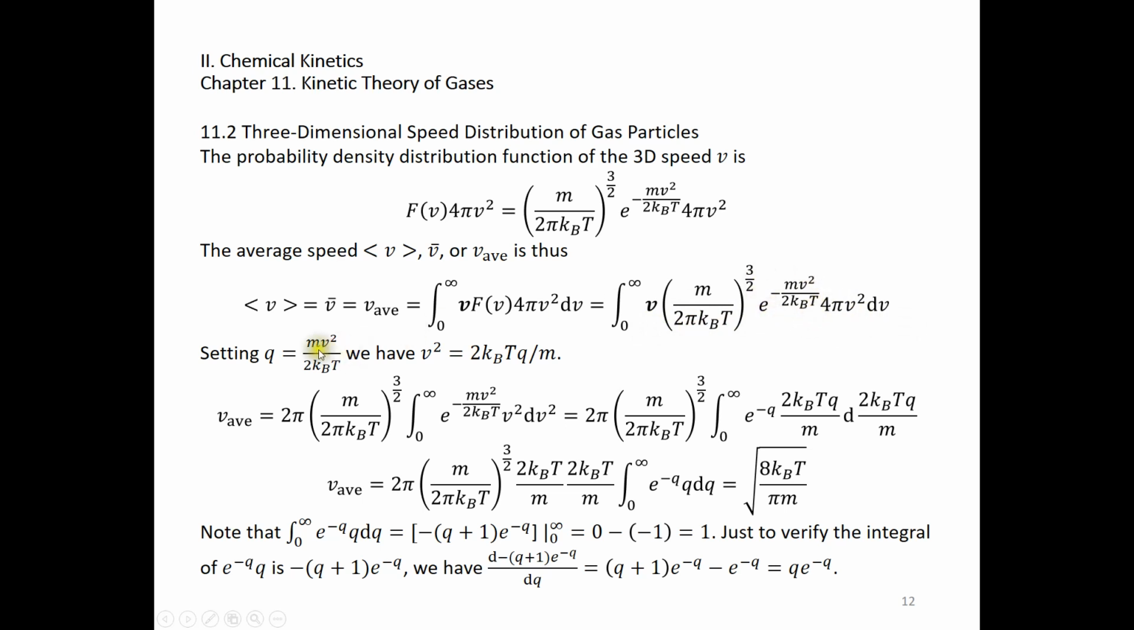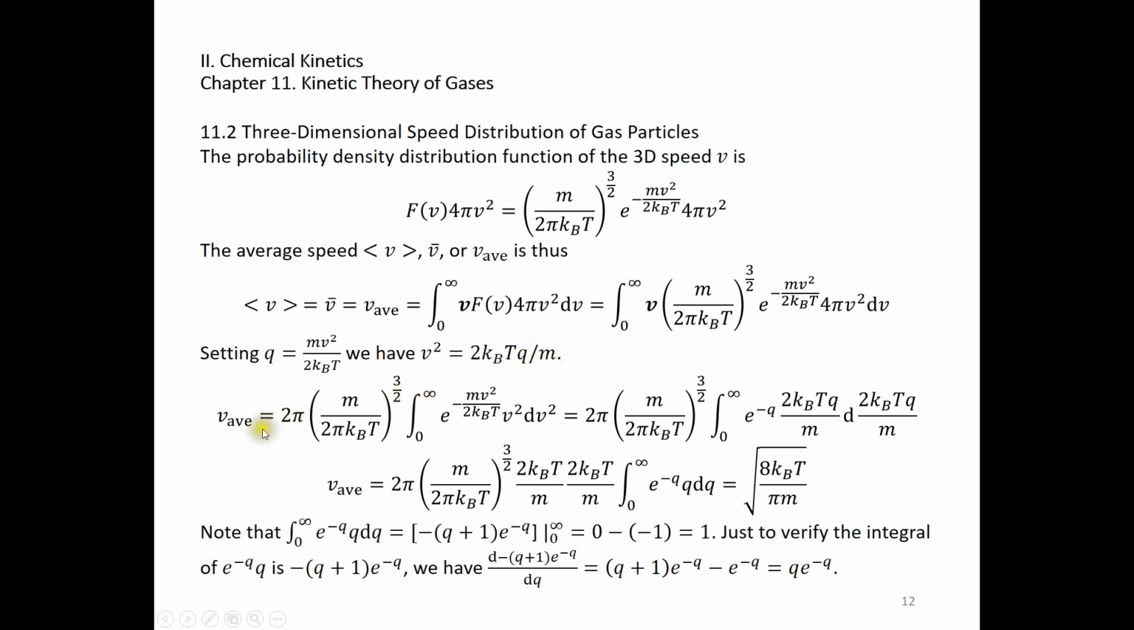What I'm going to do is simply set q to be m v squared over 2 kBT. So I'm setting this whole thing to be q. So you get e to the power of negative q. Alright? And then because of this, v squared is just 2 kBT times q over m. And then v is simply the square root of this. Now we can simplify everything.